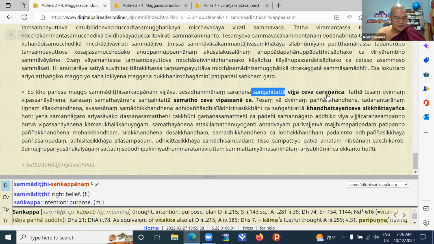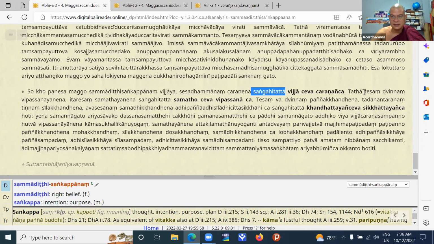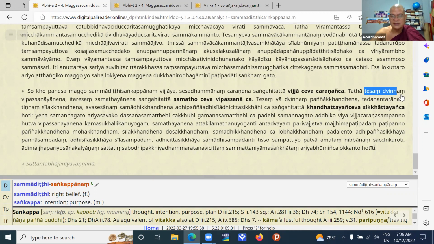Tatha dve dhamma Vipassana nana sankhata. Those two are included in Vipassana Nana. That is Samma Ditthi and Samma Sankappa. These are included in Vipassana Nana, so they are called Vipassana. Samma Ditthi and Samma Sankappa belong to Vipassana here because they are included in Vipassana Nana.